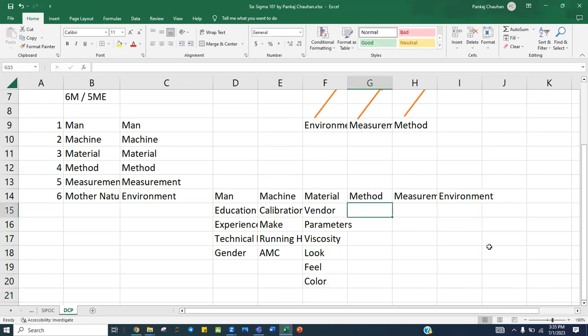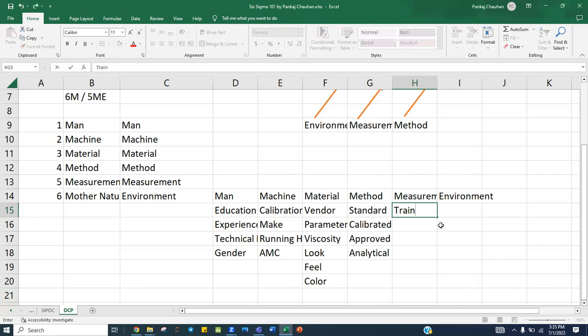Method: what is the standard method or not standard method? Is it a calibrated method or not? Is it approved, is it analytical, or any other type of method. Measurement means how you are collecting the data. So this measurement again has many things related to it.